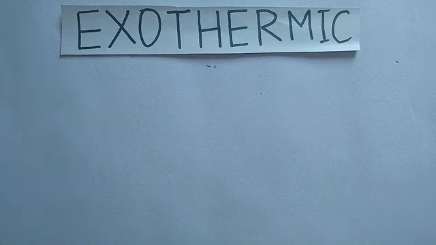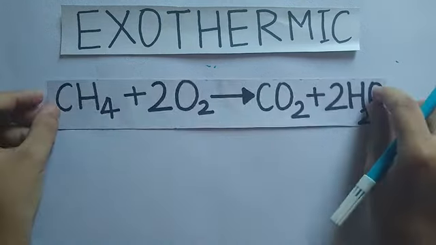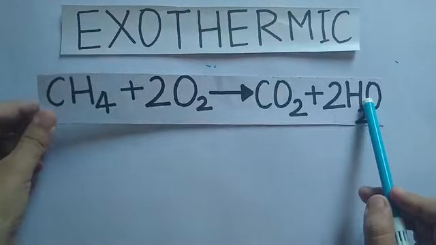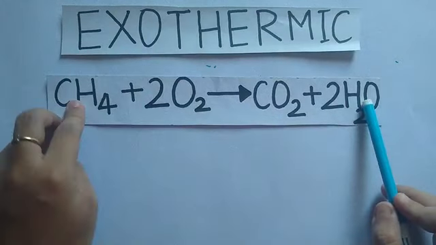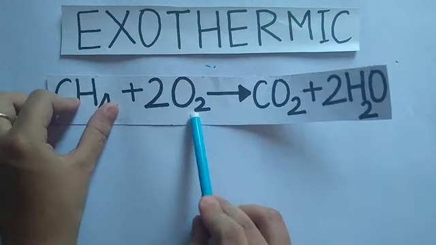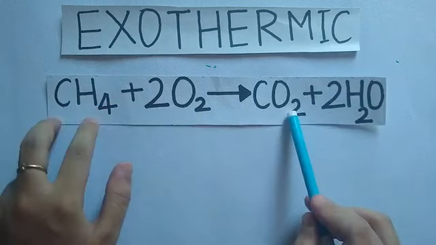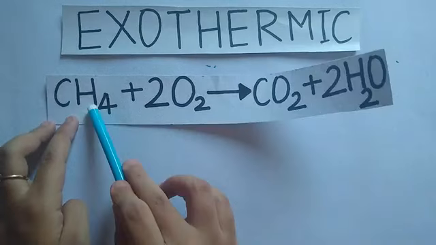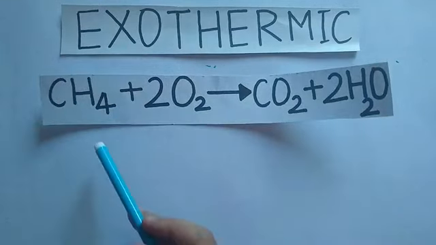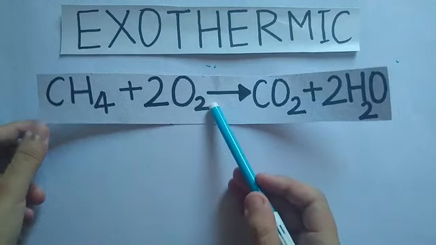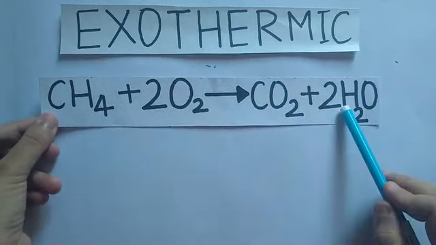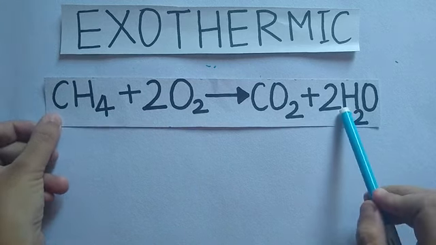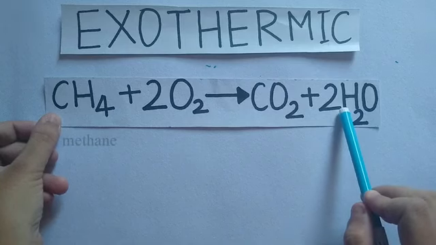Now we take another example of burning of natural gas. Here we have CH4, which is the chemical formula for methane, which is reacting with oxygen to give us carbon dioxide and water. Now this is also a form of fuel, natural gas. So we are also talking about a form of fuel which is reacting with oxygen to give us carbon dioxide and water.